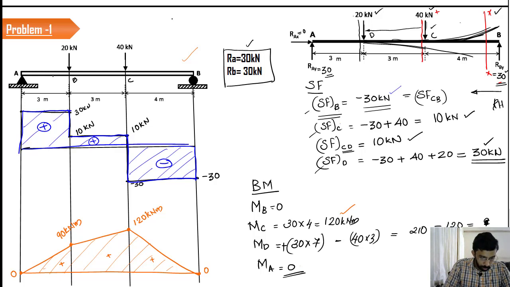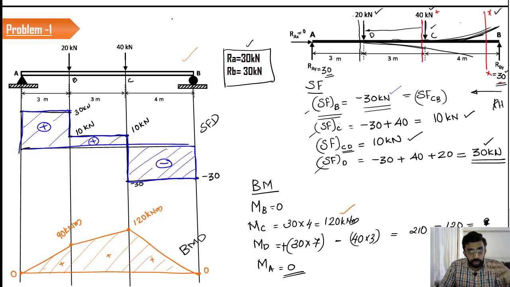And if you look at this, this is going to be the bending moment diagram, and this is going to be the shear force diagram. So when you look at the bending moment diagram, again, the value of bending moment is going to change from point to point. So the maximum bending moment is available at the section C. It is nothing but 120 kilonewton meter.